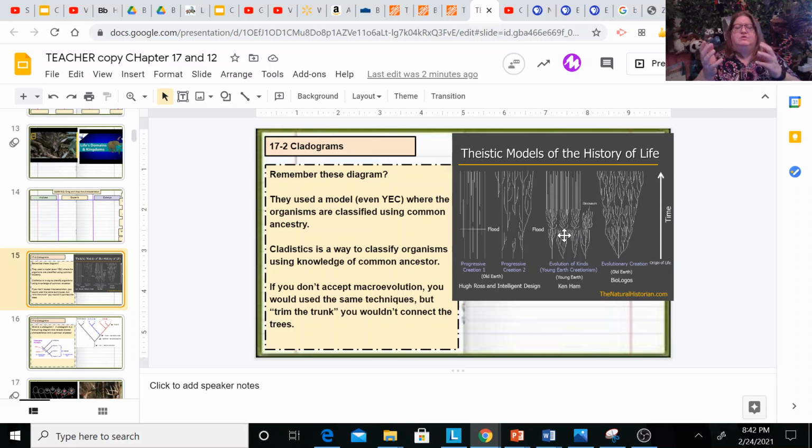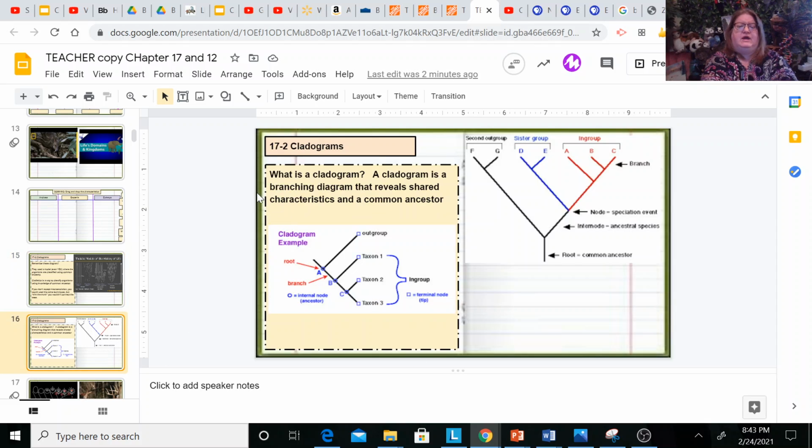What they don't do is connect the trunks together. They would trim the trunk and keep different trees. However, the way they make the trees is the same. They're going to look at shared characteristics. They're going to look at DNA. They're also going to use these diagrams to illustrate what happens over time. So let's take a look at how we do this.